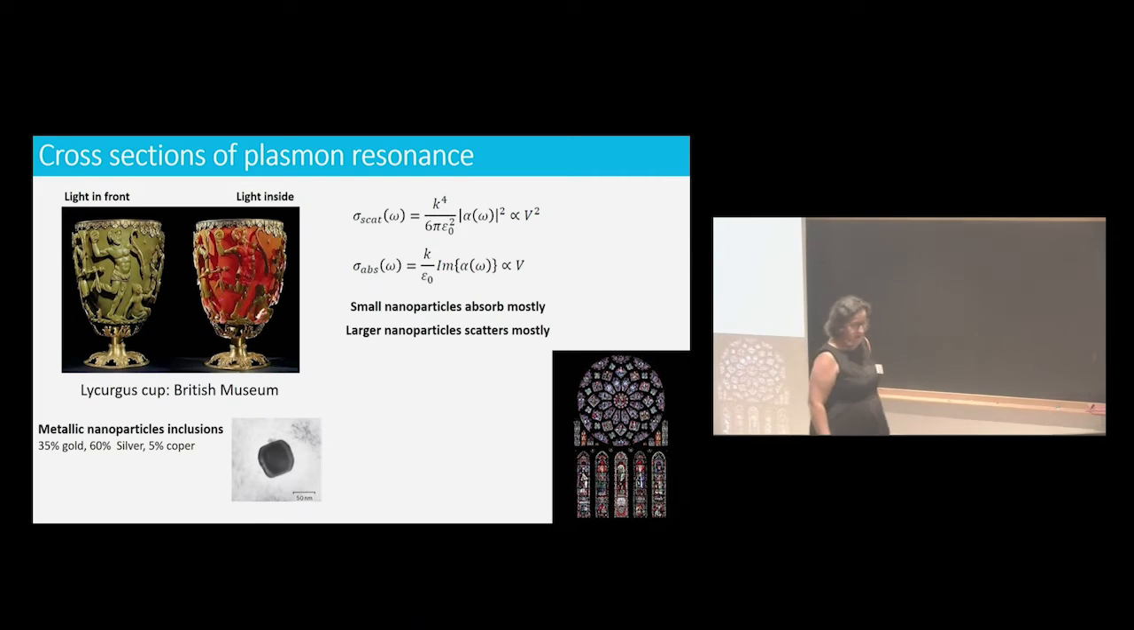In fact, this effect has been known for a very long time, but was not understood at that time. For example, if you go to the British Museum, you have this beautiful cup. Maybe you have already seen this image of the liquor glass cup. Here, it is the same cup in both cases. In one case, you put light in front, and you look at the reflection, what comes back to your eyes. And here you put the light inside the cup, and you can see that you don't have the same color.